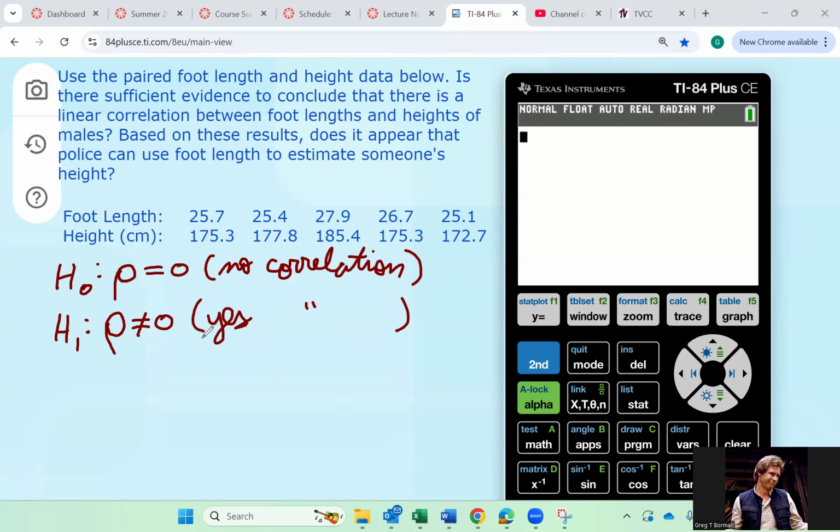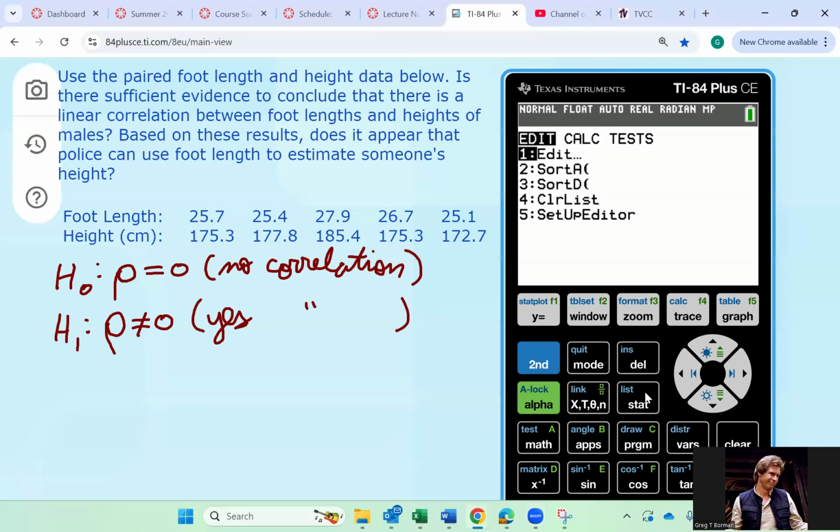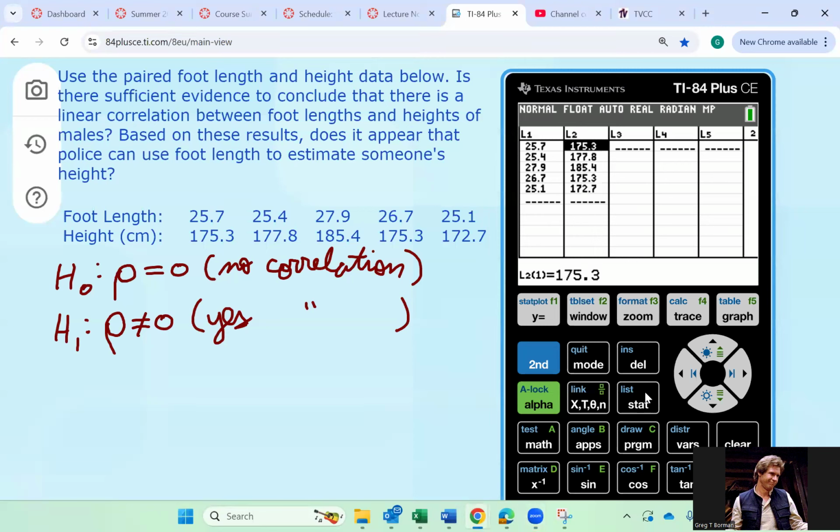All right, so we have to plug the data into the calculator. We're going to go stat, enter, and look at that, it's already there. So one list there, the other list there, and you can't mix and match. Because these are matched data, 25.7 and 175.3 are the same person, so they have to be side by side in the calculator.